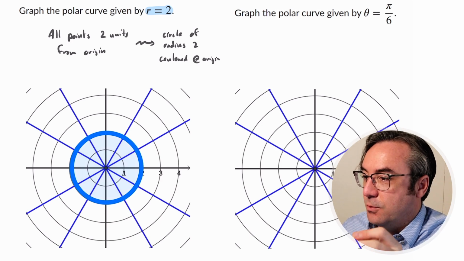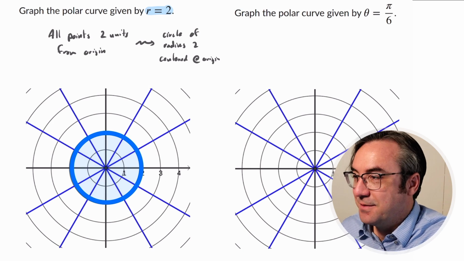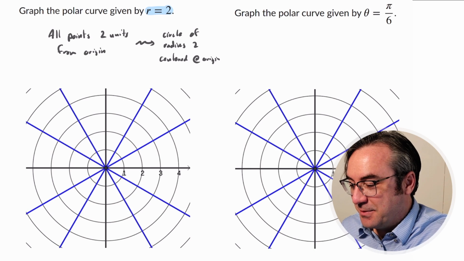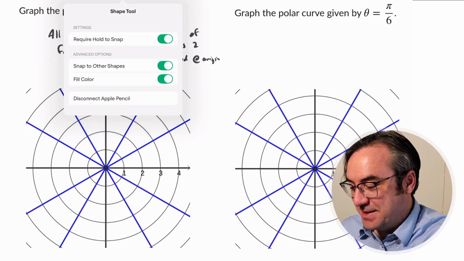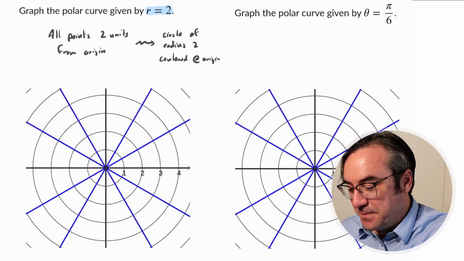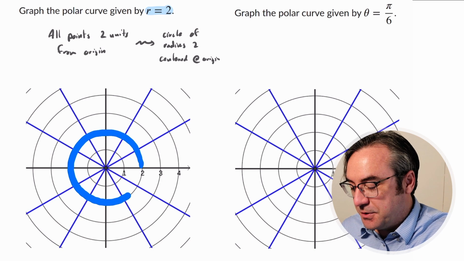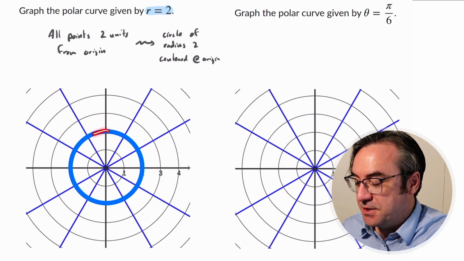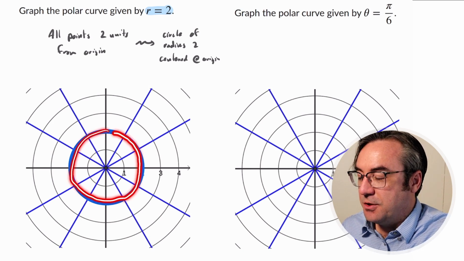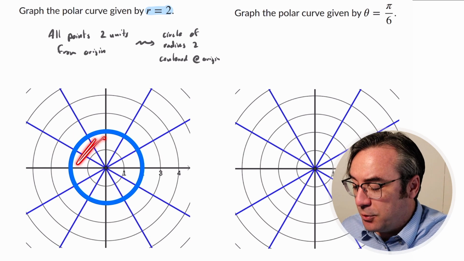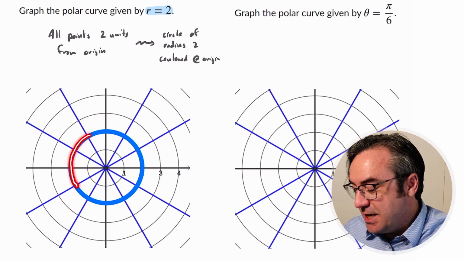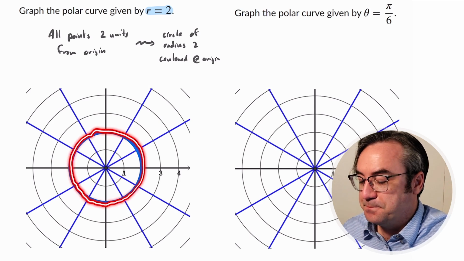Ooh, I don't want it filled in. Filled in, that's a polar region. Let me get rid of the fill there. So we just want to go all the way around the circle, but it's just that single curve. So this is r equals 2. It's all the points that are on that circle. It's not the points that are inside. So we're just looking at the points that sit on the edge of this circle here.